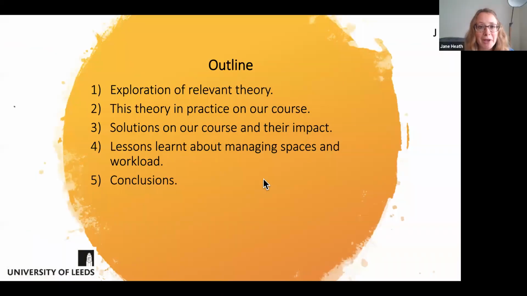So here's a brief outline of what we're going to talk about today. We'll start by exploring some relevant theory, as Denise has already mentioned. We'll then look at that theory in practice on this course that we led together. We'll have a look at some solutions that we implemented, and also some solutions that emerged and the impact that they had on managing spaces and workload. And we'll then discuss some of the lessons that we learnt from this experience, which we have since applied on the separate courses that we both led over the summer, and then a brief conclusion.